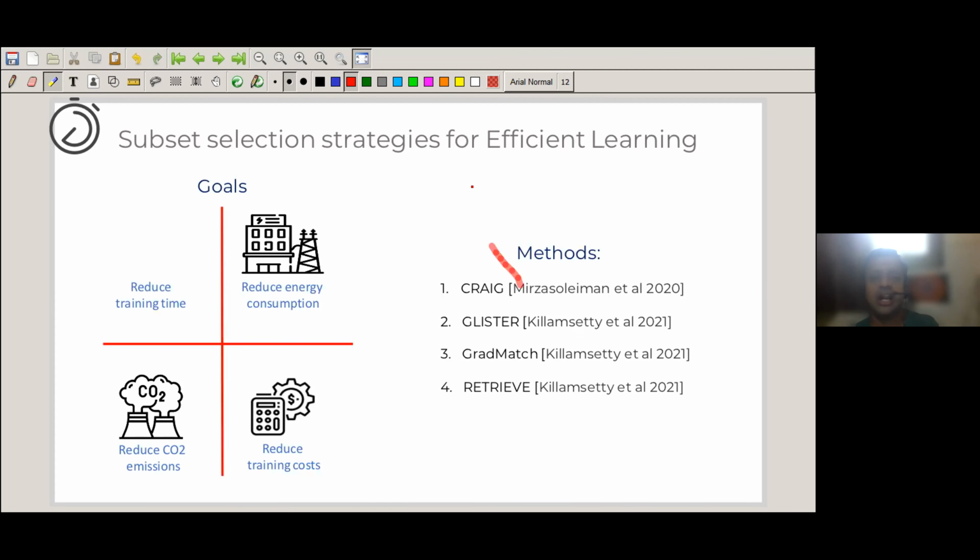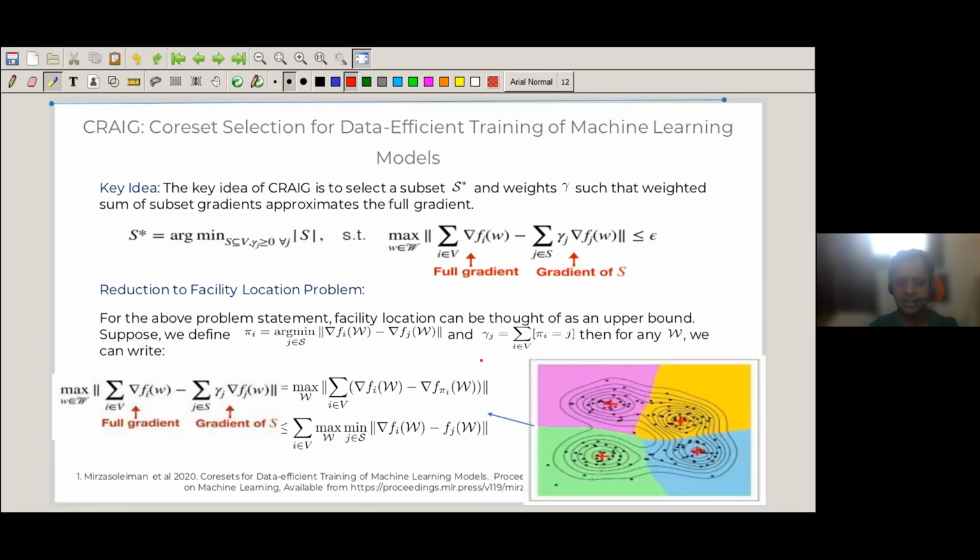Now, let's start with efficient learning. What are the subset selection strategies which can lead to reduced training time, reducing energy consumption, reducing training cost, and also reducing the CO2 emissions? And the 4 methods we'll talk about: Craig, Glister, GradMatch, all from our group, and then Retrieve as well. I'm going to motivate it. There's going to be a little bit of math here. I'm assuming most of you are already familiar with deep learning.